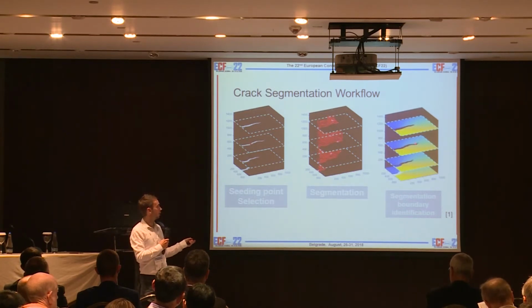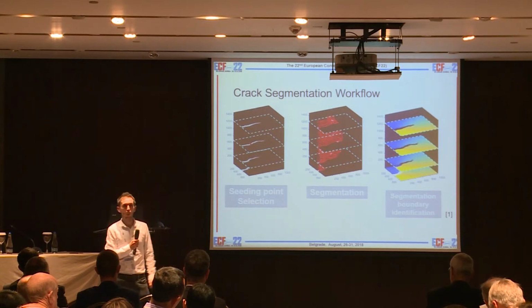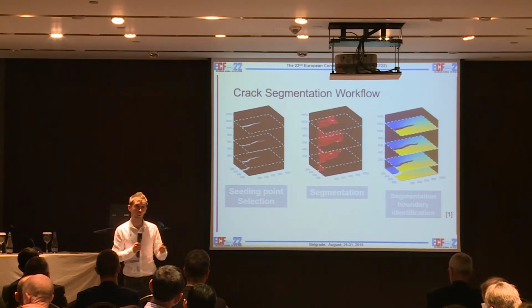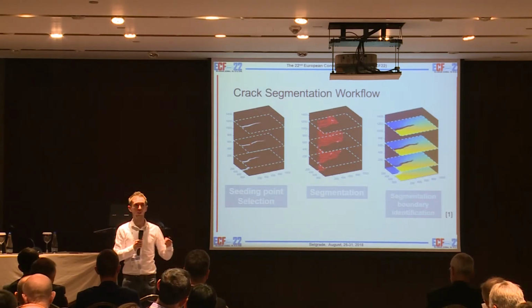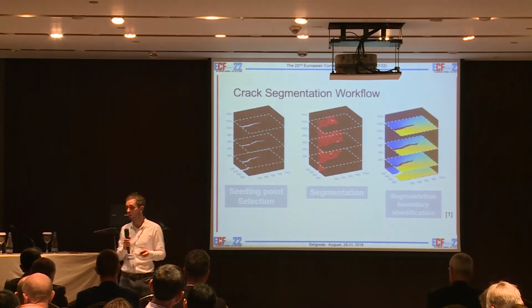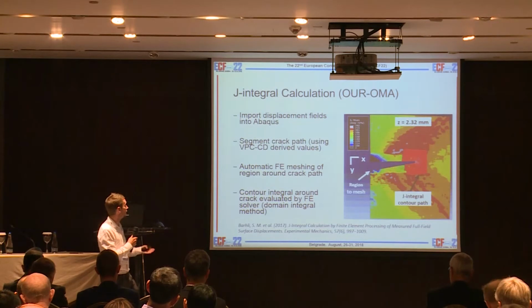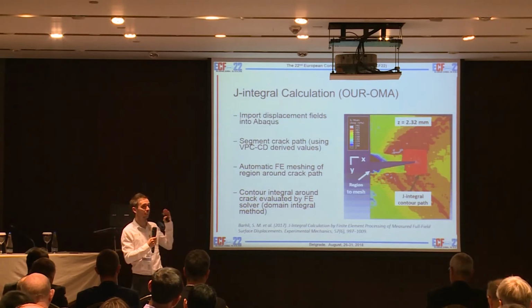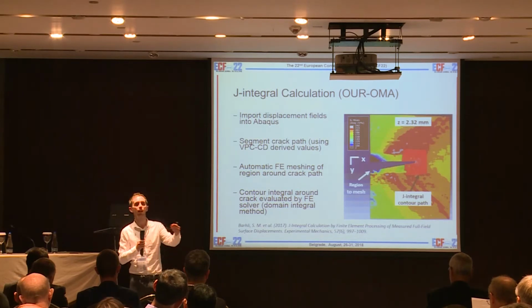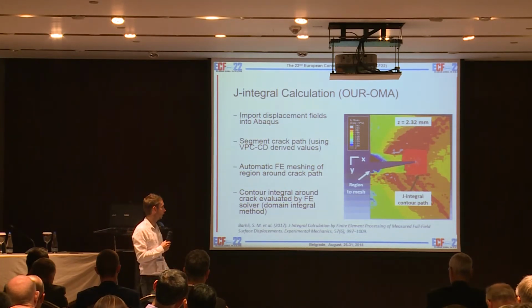So after that process, we have our tidied up DVC data, which we can then use to find the COD, which is something we're interrogating at the moment. But in terms of this presentation and this work, what we're more interested in right now is using it to calculate J, as a function of through thickness position in this particular case.